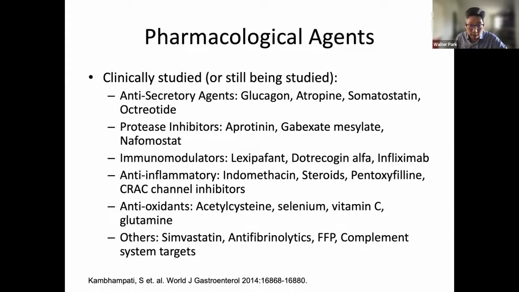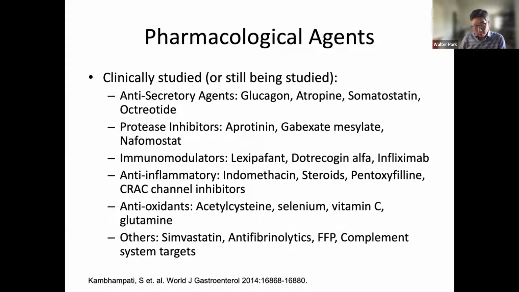So it's not for a lack of trying in the course of the last 3 decades of looking at different types of agents in acute pancreatitis, ranging from anti-secretory agents to protease inhibitors and immunomodulators. In fact, if you look on clinicaltrials.gov, some of these agents are still under active study, including infliximab, as well as a CRAC channel inhibitor. We know about indomethacin being used in the post-ERCP setting. It has been studied in the all-comer setting without much efficacy. Antioxidants, as well as simvastatin and other types of agents, have been studied or are under study.